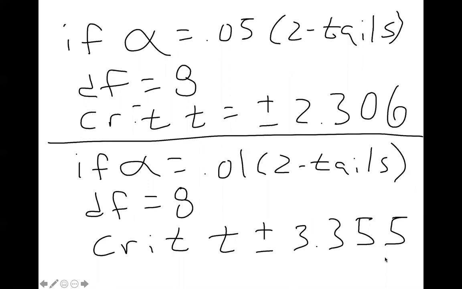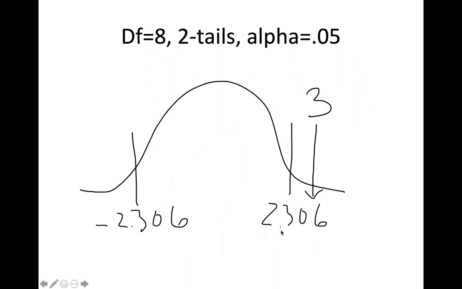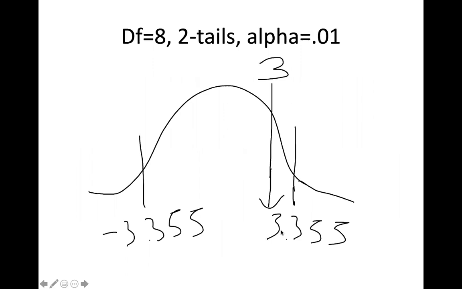And so this is the critical T we have: plus or minus 3.355, if alpha equals 1%, if alpha equals 0.01. So the sample T that we calculated is still 3. But now if we choose alpha equals 1%, well, you tell me, is T equals 3 in the critical region or not? No. It is not, and I'll just go ahead and show you now. Here would be the reason why.